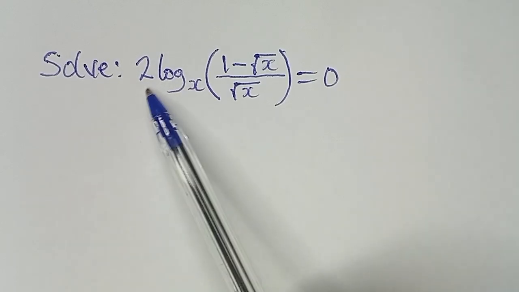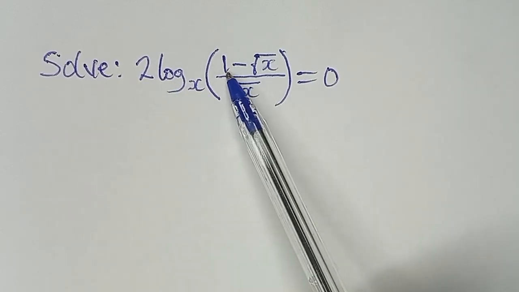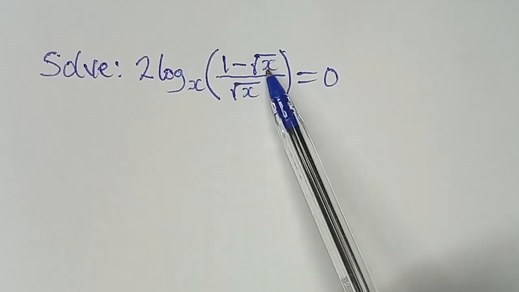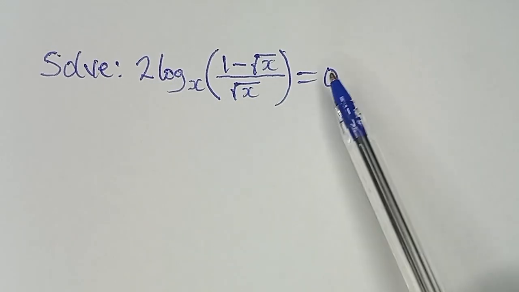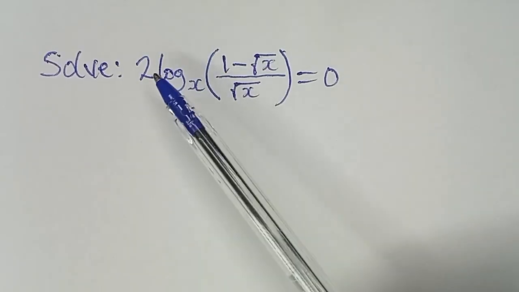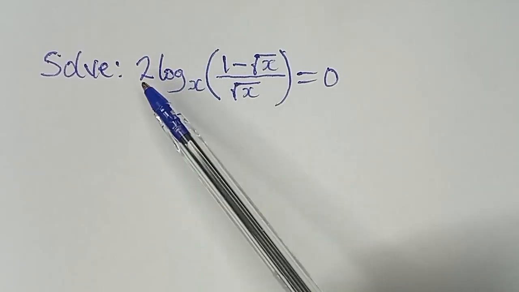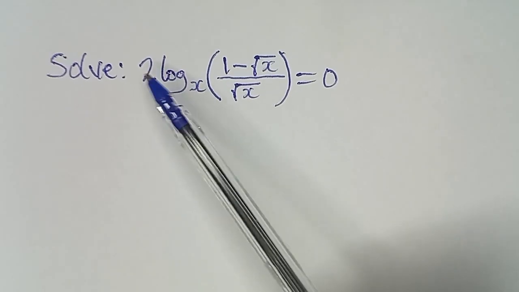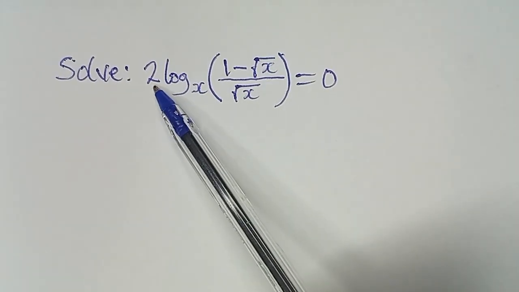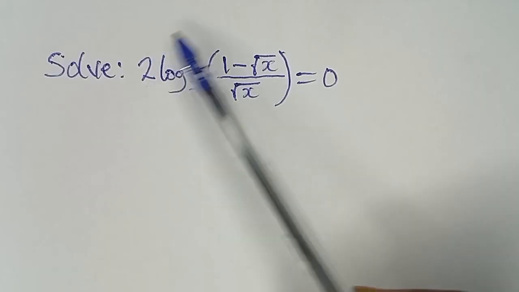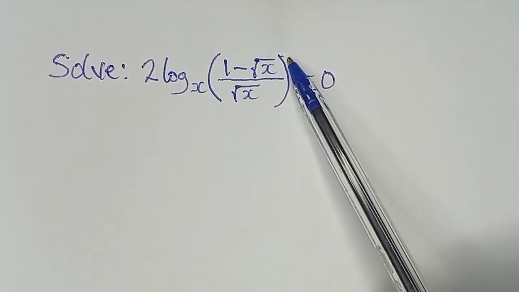Solve 2 log base x of (1 minus root x) over root x, equal to 0. Now, according to the laws of logarithm, when you have a number by the side of a logarithm, that number is also equal to the power of the logarithm value.